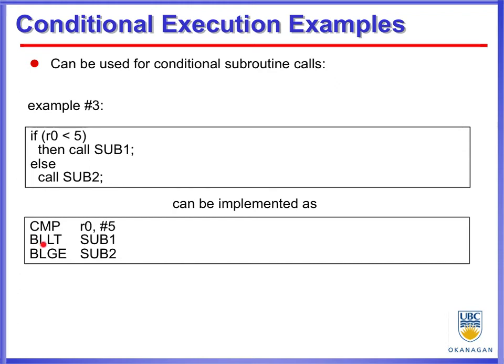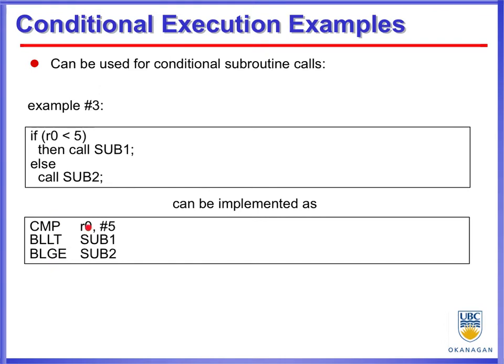Okay? So branch LT is less than. If R0 is less than the number 5, well, that obviously means that R0 minus 5 was a negative value, right? So if R0 is less than 5, we're going to call sub 1. So branch if less than. But again, you don't have to worry about that. Once you've seen a few examples, you get how to use them, right?